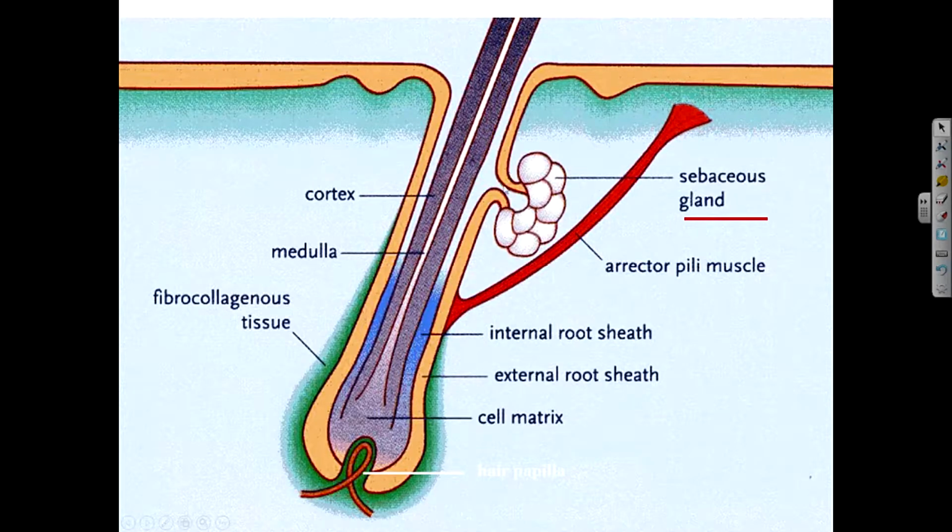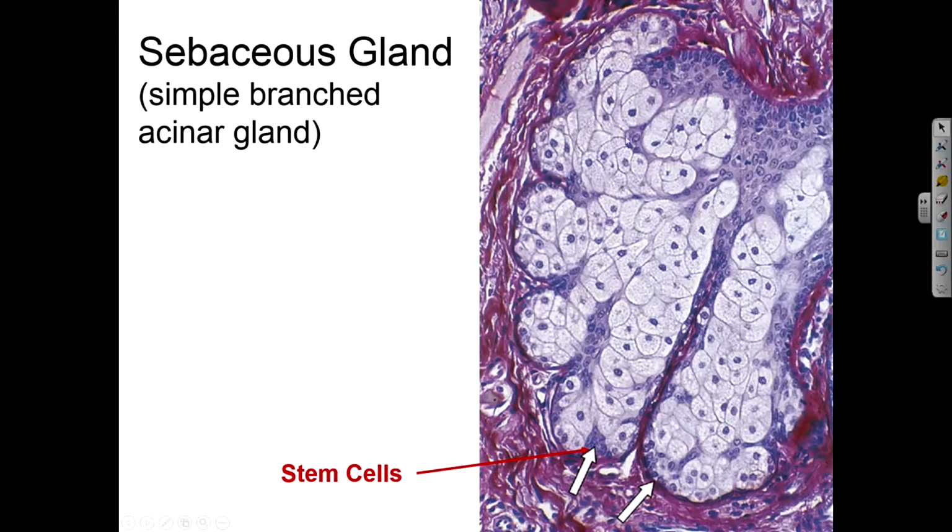Sebaceous glands occur at the level above the internal root sheath. The internal root sheath peters out at the level of the sebaceous gland. It doesn't extend beyond where the sebaceous gland opens onto the hair shaft. And the sebaceous glands are a simple branched acinar gland. Remember classification of glands. So it's simple branched acinar, as shown here.